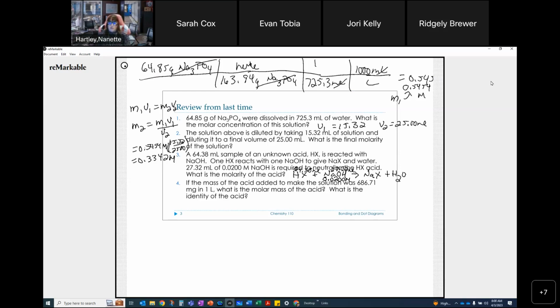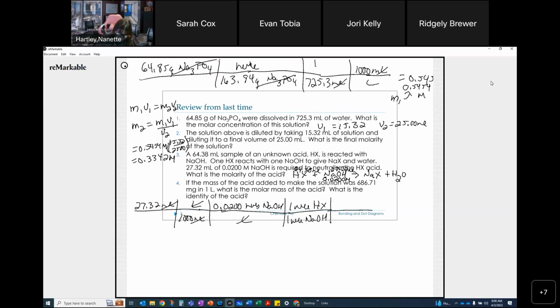Now, as we've done previously, we start with the thing that we know the most about. So I know the most about that NaOH. I have 27.32 milliliters of NaOH. I will convert that to liters, and then I'll multiply that by the molarity, 0.0200 moles of NaOH per liter. That will leave me an answer in moles of NaOH. I know that 1 mole of NaOH is required to react with 1 mole of HX.